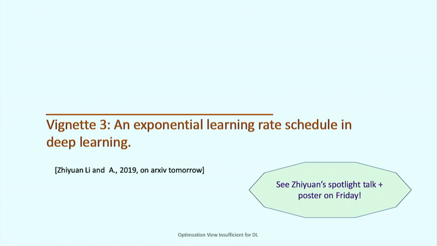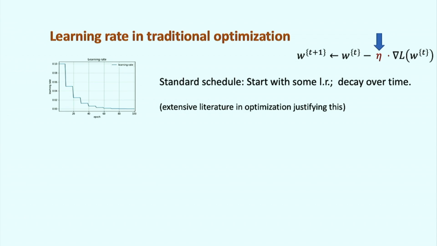Okay, vignette 3: an exponential learning rate schedule in deep learning. And this is joint work with Jian Li, and it should be on arXiv tomorrow, I hope. And Jian is also giving a spotlight talk and poster on Friday. All right, so learning rate in traditional optimization. So I started with some reminder about how analysis of optimization works, this simple update.